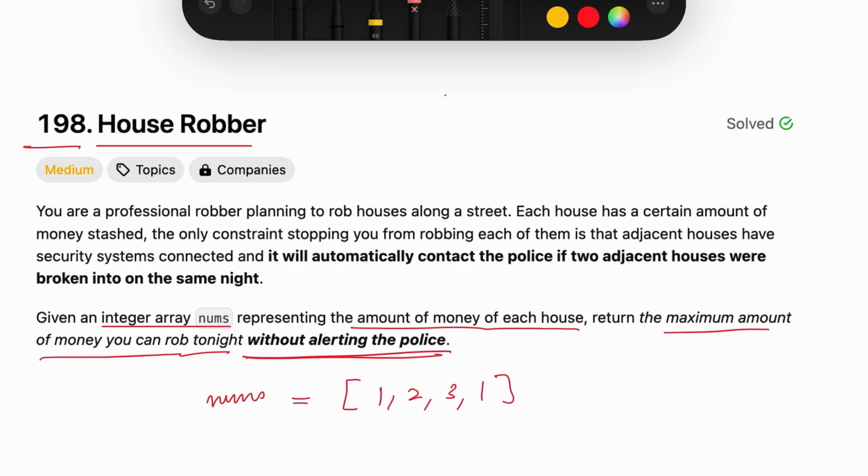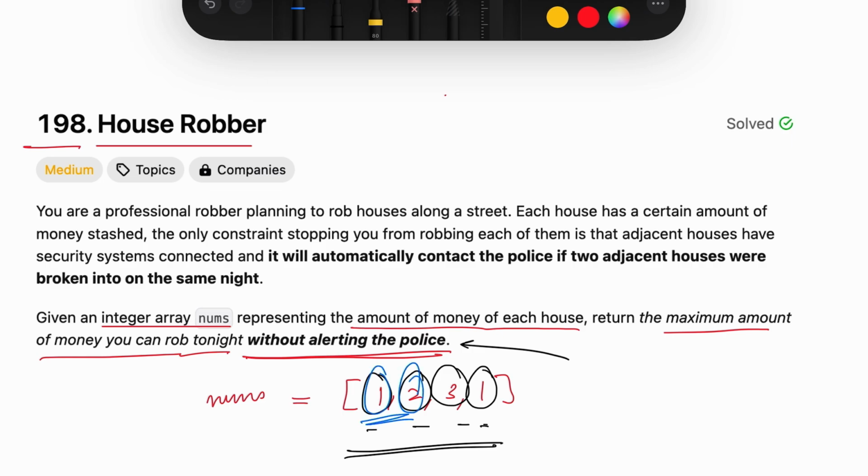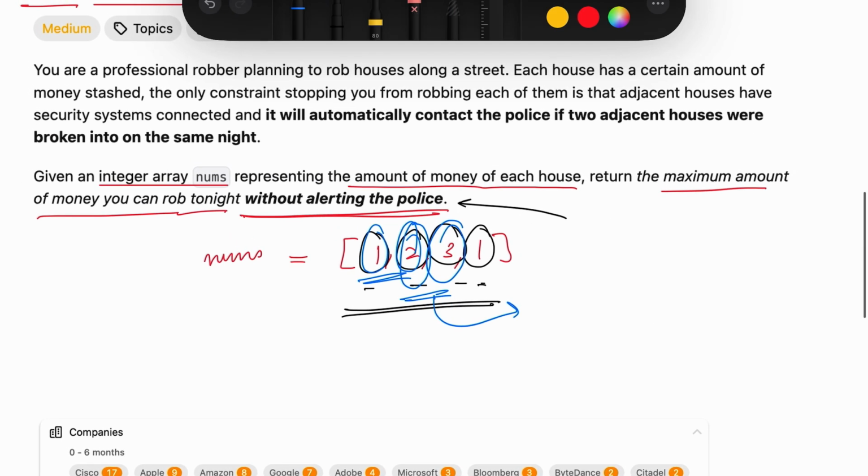So these are four houses and this is the amount of money each house has, and we have to rob this street in such a way that we are not alerting the police. And how is the police alerted? If we rob two adjacent houses, let's say if we rob 1 and 2 together, or 2 and 3 together, the alert will go to the police. So we have to rob these houses in such a way that no two adjacent houses are robbed.